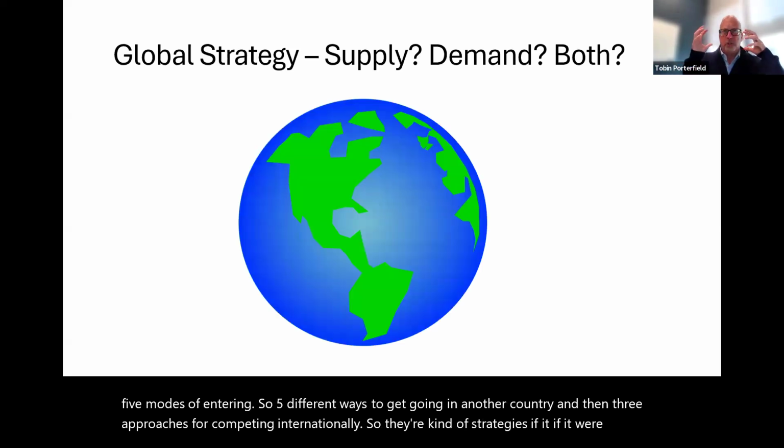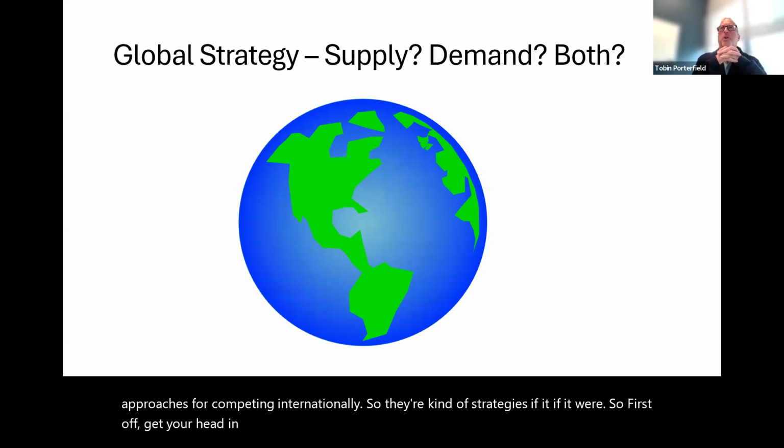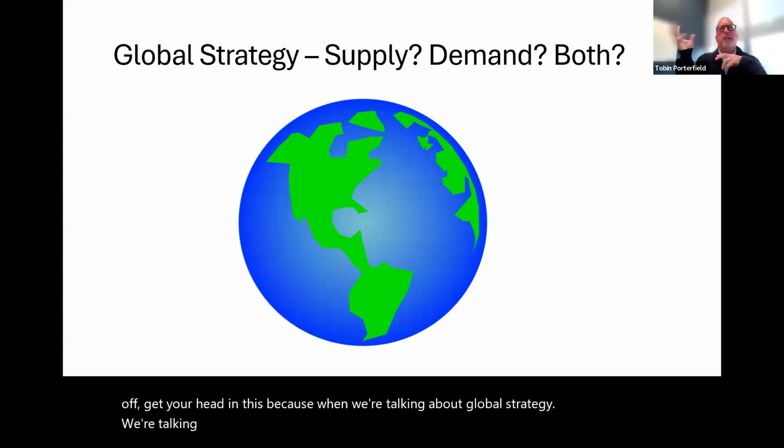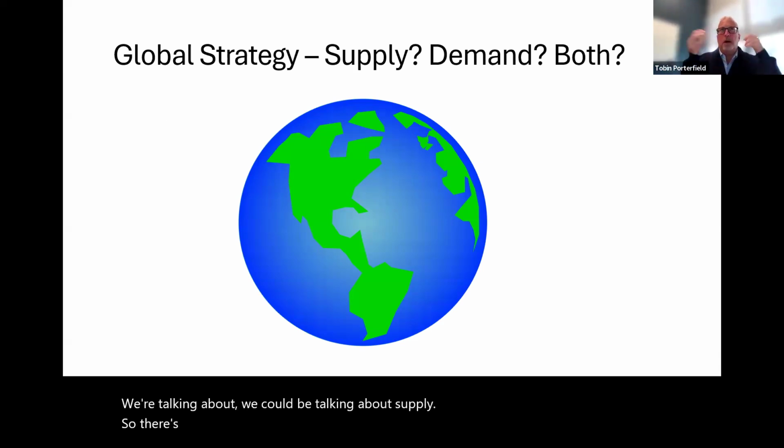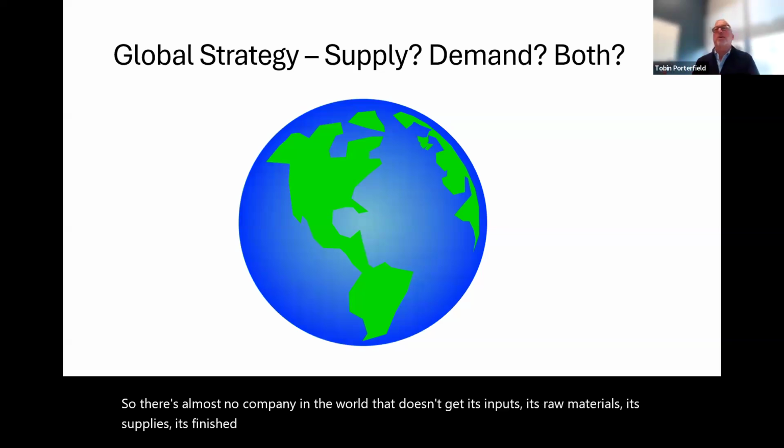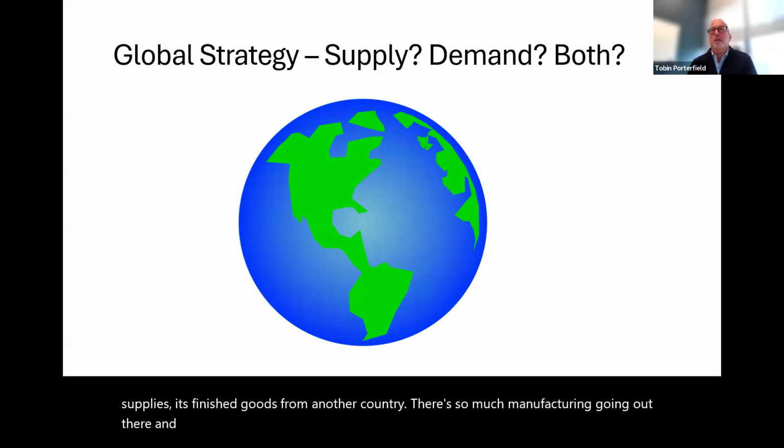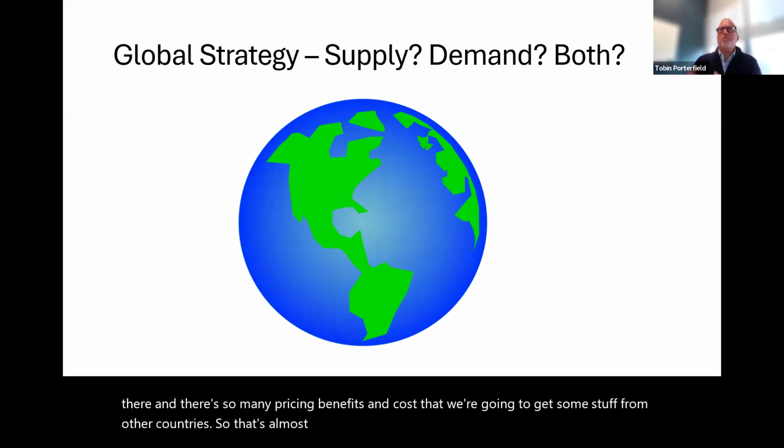First off, when we're talking about global strategy, we could be talking about supply. There's almost no company in the world that doesn't get its inputs, its raw materials, its supplies, its finished goods from another country. There's so much manufacturing going on out there, and there are so many pricing benefits and costs, that we're going to get some stuff from other countries. So that's almost a given.